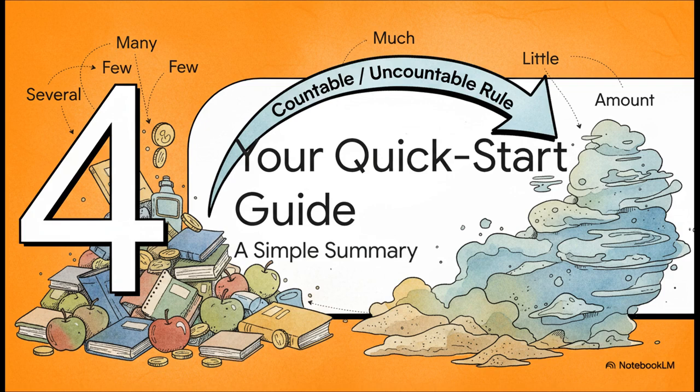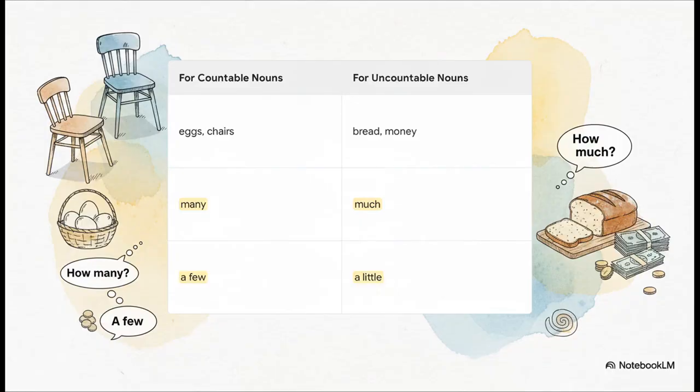So let's put the most important pairs together on one final slide, just to help it stick in your memory. So here it is, your quick start guide. If you can count it, like eggs or chairs, you're going to be asking how many and talking about a few. If you can't count it, like bread or money, you'll be asking how much and talking about a little. I'd even suggest taking a screenshot of this. It's a great little cheat sheet to have on your phone while you're practicing.